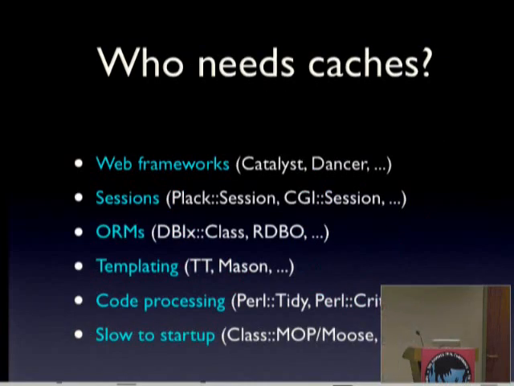And there's also, when I got into this, I was thinking of caching in terms of web frameworks. That's kind of where I come from, the Mason world. But I was surprised at how many places you need caches. Once I had a caching framework, I was surprised at the number of places where suddenly I needed a cache. So web frameworks like Catalyst and Dancer, obviously you want to cache a page, you want to cache part of a page.